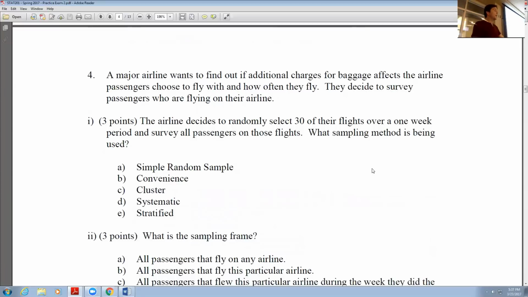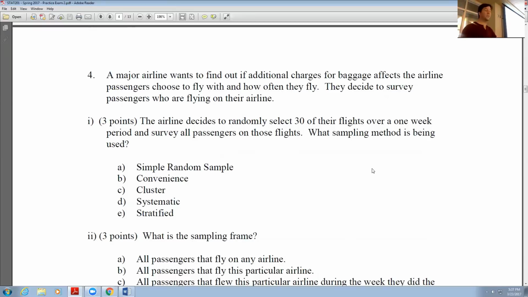You ready for this? A major airline wants to find out if additional charges for baggage affect which airline passengers choose to fly with and how often they fly. They decide to survey passengers who are flying on their airline. The airline decides to select 30 of their flights. We're gonna take 30 airplanes over a 1-week period and survey all the passengers on the flight. What sampling method is being used?